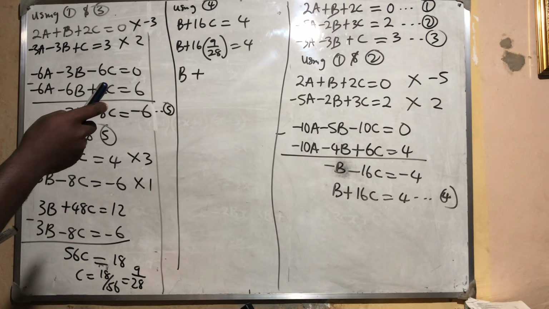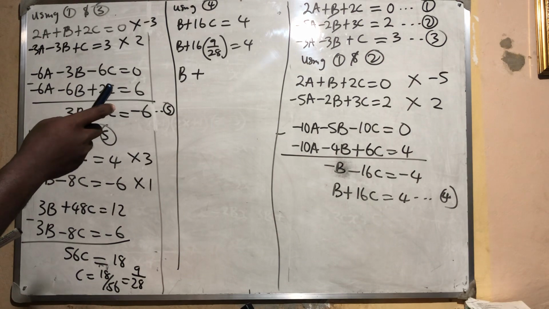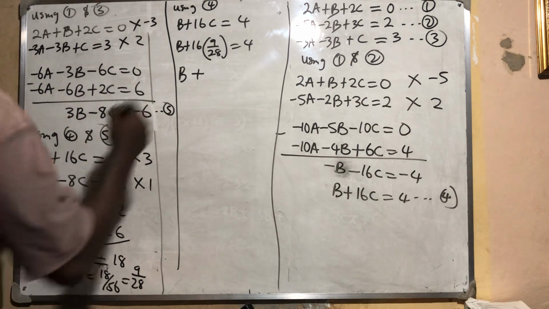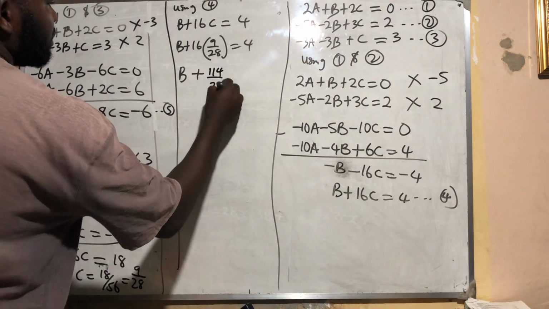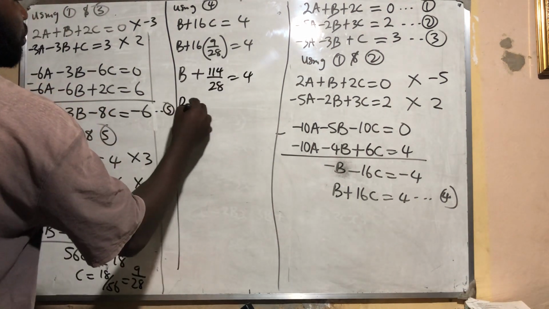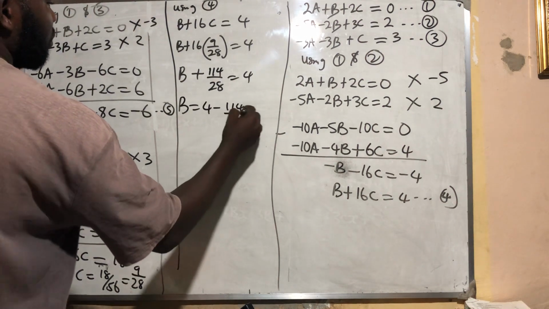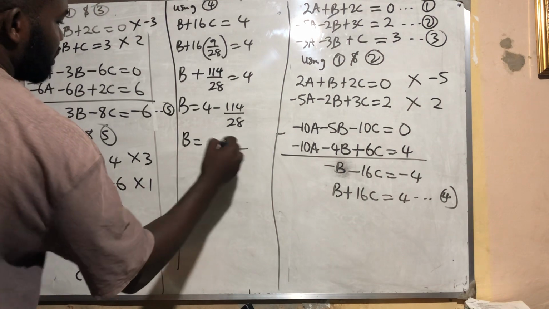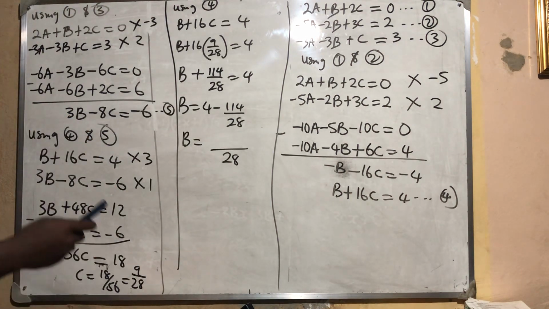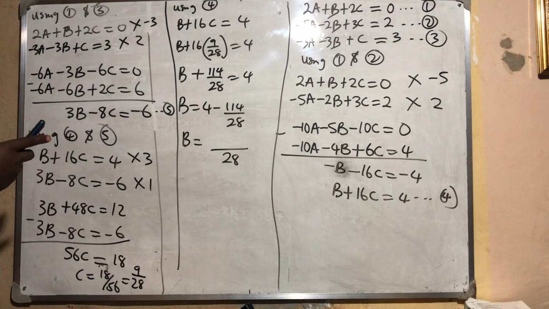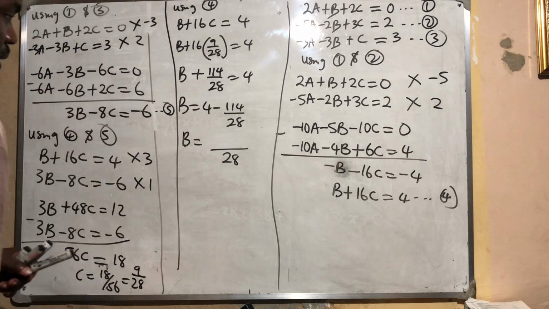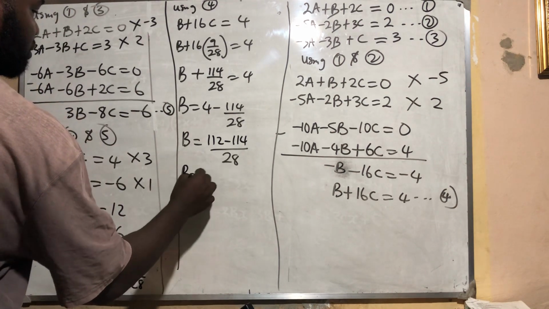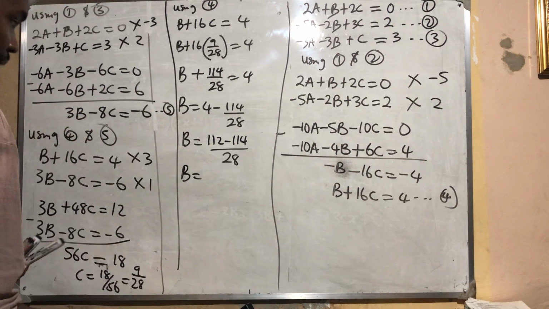Okay, let me just say 9 times 16, 114. So I have 114 over 28 is equal to 4. So my b will now be what? 4 minus 114 over 28. So I have that my b is equal to, LCM is 28. 28 times 4, 112. So 112 minus 114. So my b is equal to minus 2.